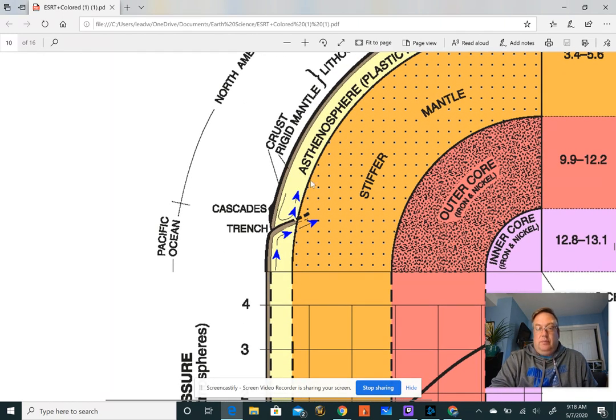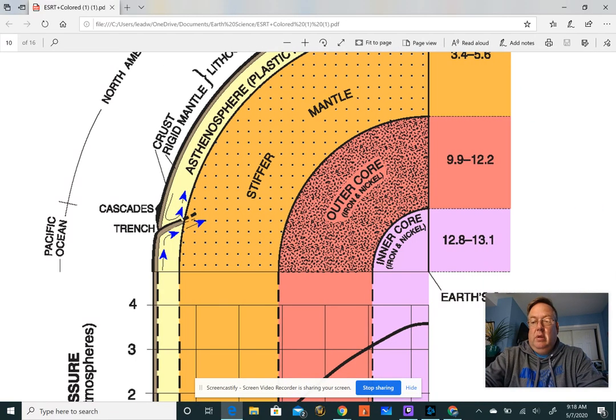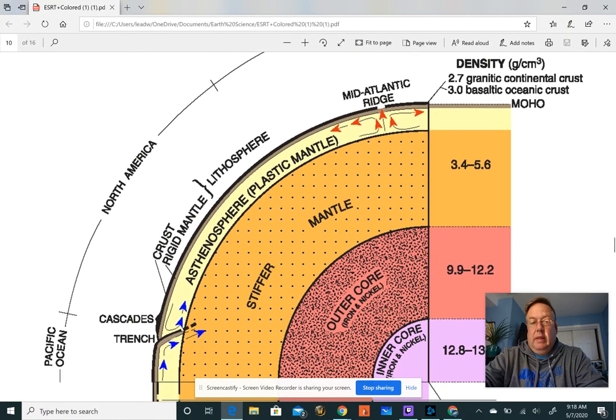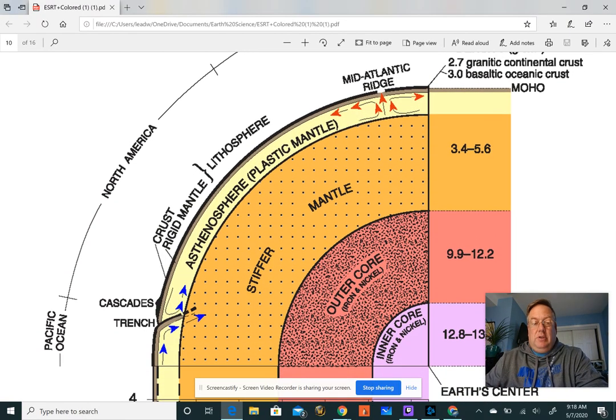Okay. Well, that's not working. There we go. All right. So now, as we're looking at this zoomed in, this little teeny corner right here, that's the center of the Earth in the middle. Okay. This is the surface of the Earth. So we have a cutaway that's kind of like a quarter.